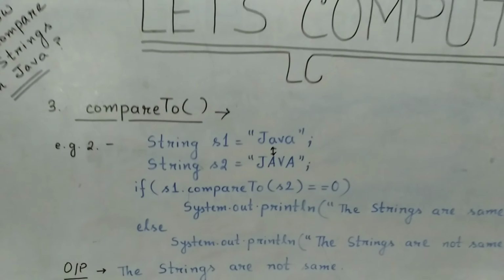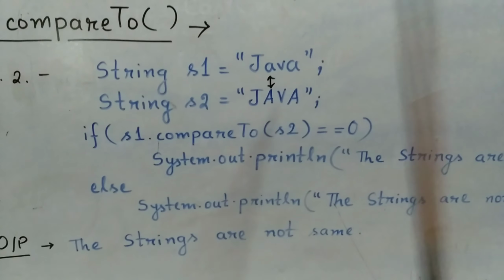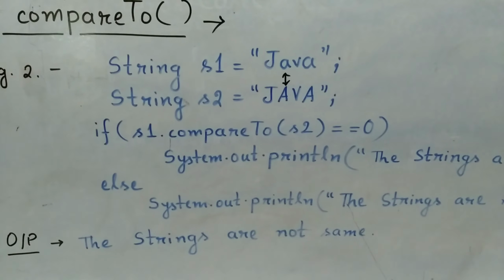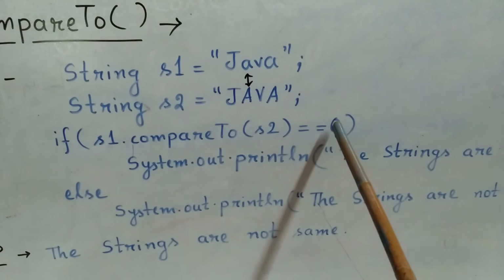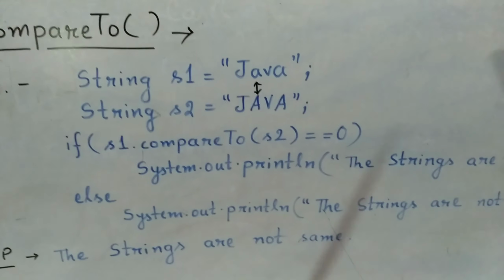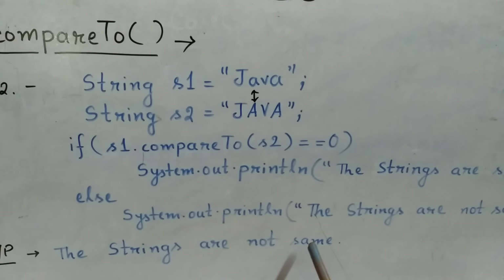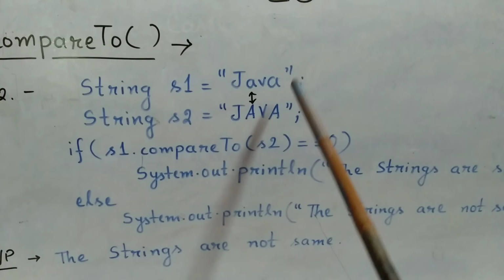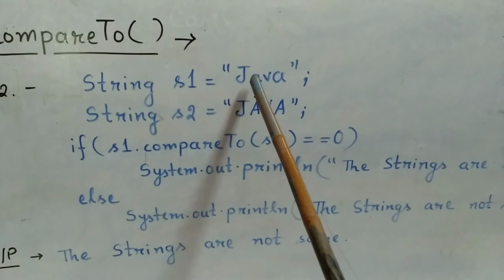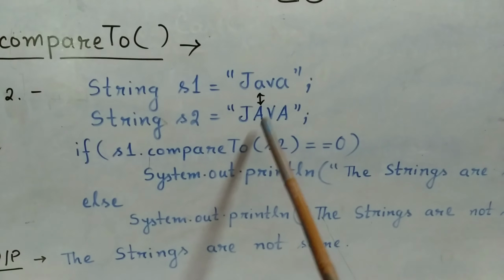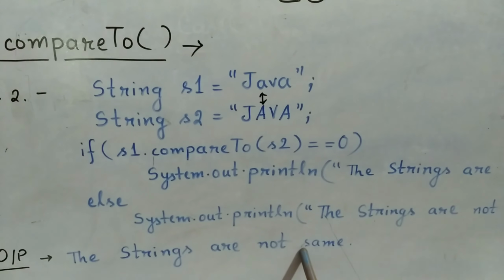In the second example, a decision-making statement, that is an if-else statement, has been deployed to check whether these two strings are same or not. Well, you know that compareTo returns 0 if it detects both of the strings are same. Here the output is that the strings are not same, because these two strings are not actually same. In the previous example, you have seen that small a minus capital A would return 32. Hence, the else part would be executed and it would be the output.